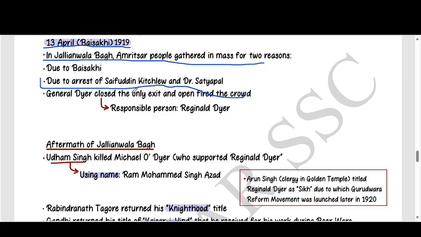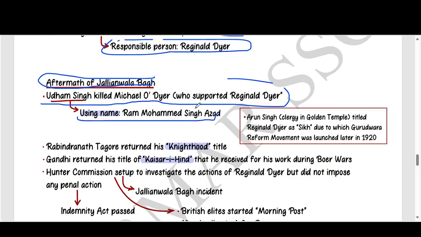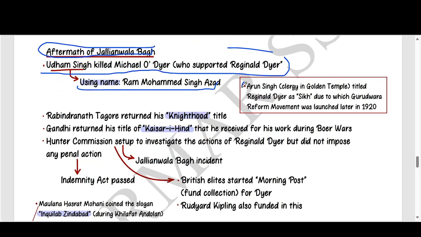General Dyer closed the only exit and ordered his troops to open fire on the gathered people. Udham Singh later killed Michael O'Dwyer, who had supported Reginald Dyer, using the name Ram Mohammad Singh Azad. Arur Singh, the priest of the Golden Temple, honoured Reginald Dyer as a Sikh, due to which the Gurdwara reform movement was launched later in 1920.